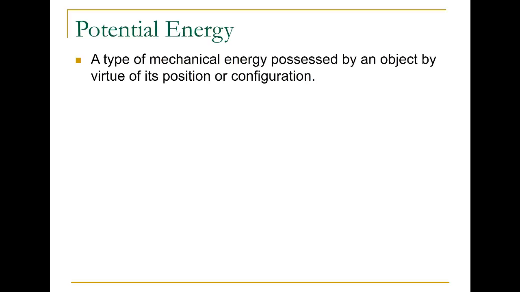So we said a moment ago that potential energy is U, and this is a type of mechanical energy possessed by an object by virtue of its position or configuration. And people often say, oh, potential energy is like a rock that's about to fall because it has the potential to fall on you. That's partially correct, but potential energy is a stored energy due to relative position of various objects. And whether it's mass or charge or other things, that's what potential energy really is.